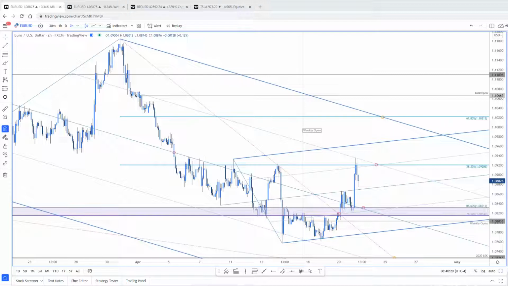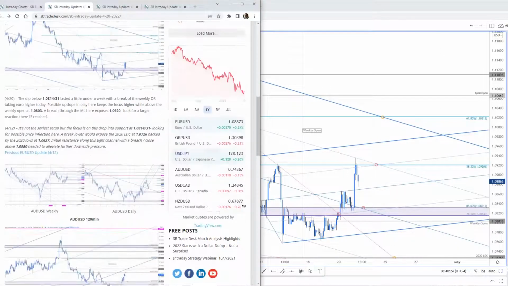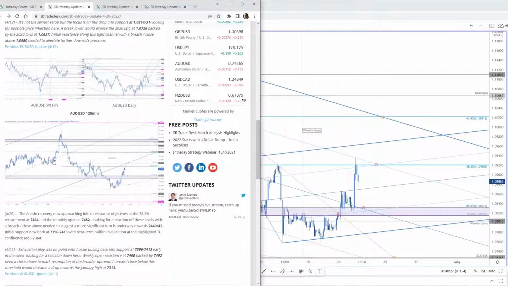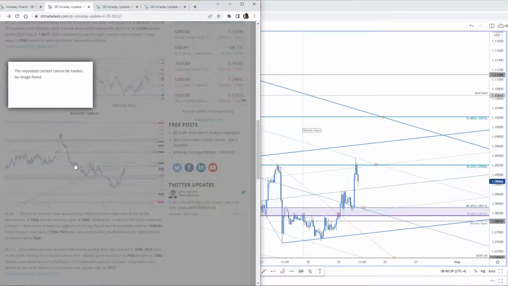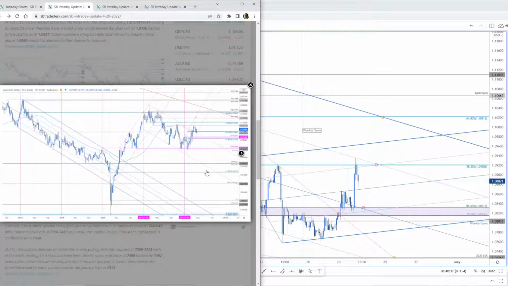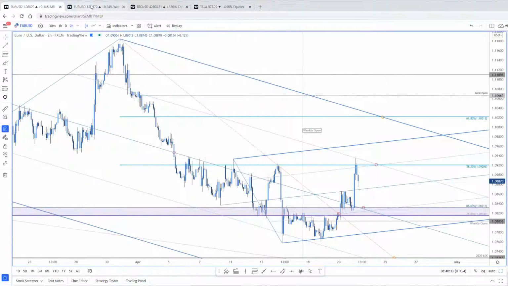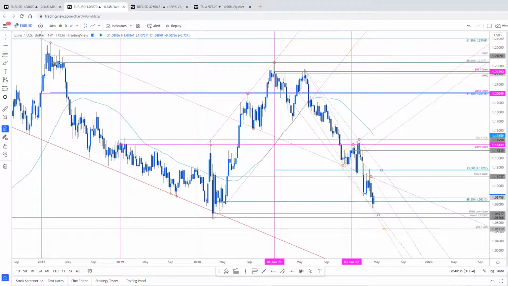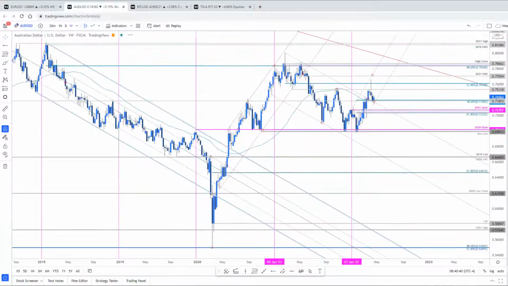All right, let's jump right into Aussie. One of my favorite setups. I wanted to highlight this right where we were because the weekly chart, I'm not sure why we're getting those failed images, sorry about that. The weekly chart had us at a pivotal and critical region. Here's what Aussie looks like on the weekly charts.